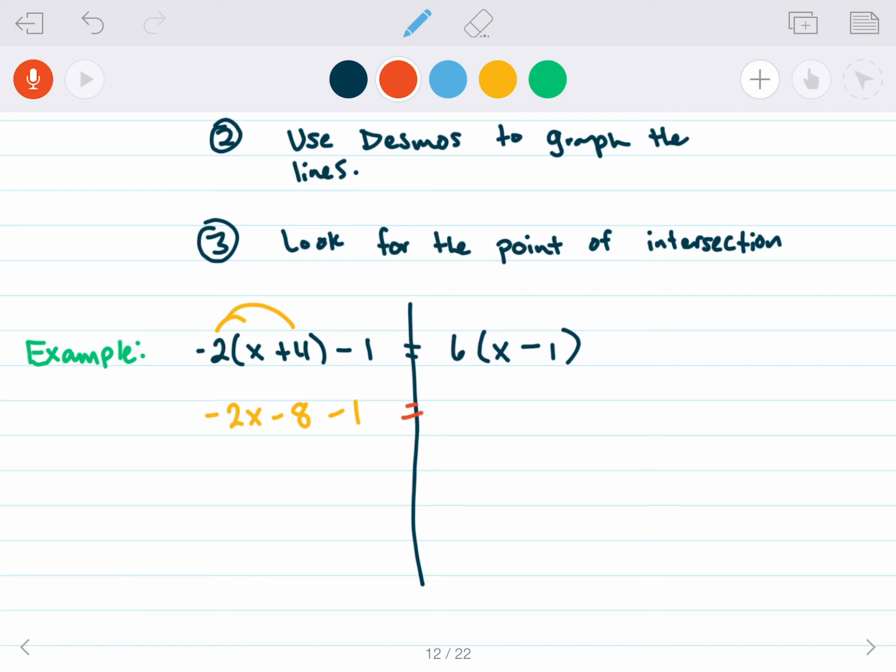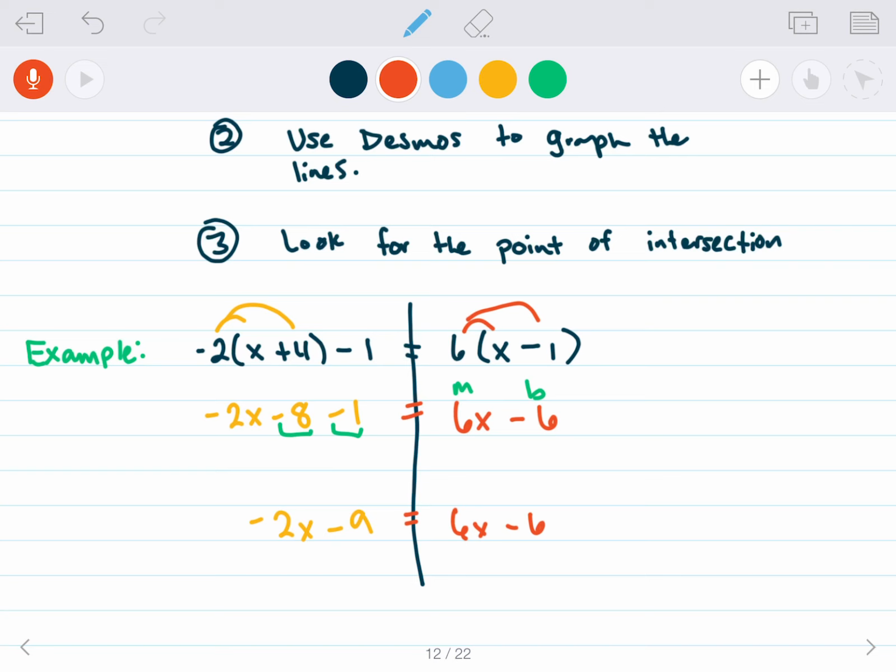When I do it on the right side, I can distribute the 6 in there, and 6 times x is 6x. 6 times negative 1 is negative 6. So on the right side, I'm good. I have mx plus b. M is 6 and b is negative 6. On the left side, I can combine this negative 8 and negative 1 because they're like terms to give me negative 2x, and then that combined is negative 9 equals 6x minus 6.